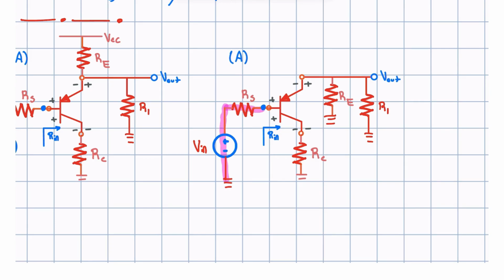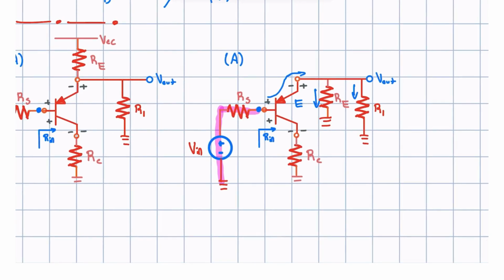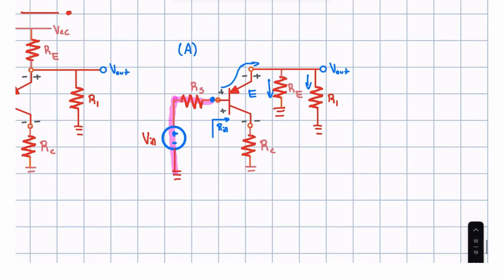As we follow the current path, which would go this way because we have a PNP, this is the emitter. Let's not forget that. As we follow the current this way, the current is going to split down this way and down this way. So let's write this down. We have Rn. What does Rn hit first? Well, as we start going to the right, Rn is going to hit R pi. We can't forget about R pi.